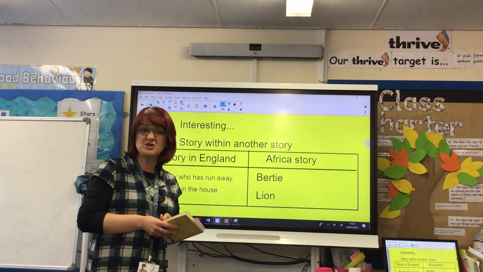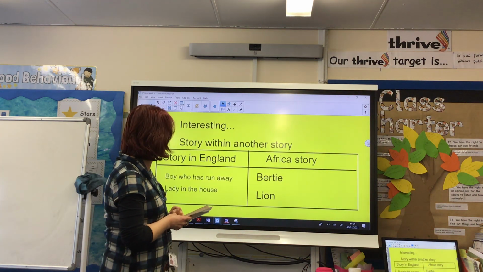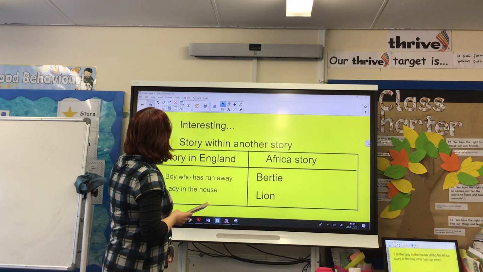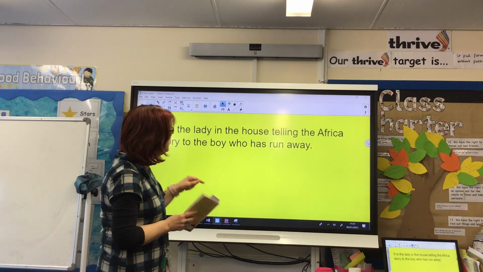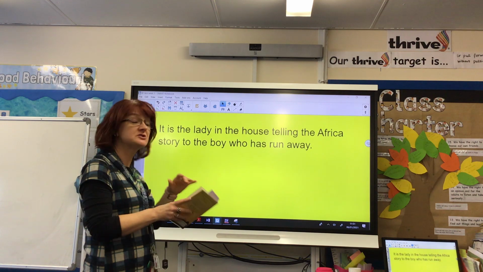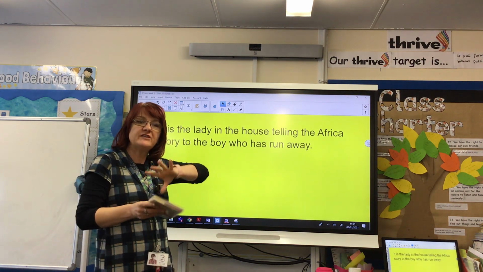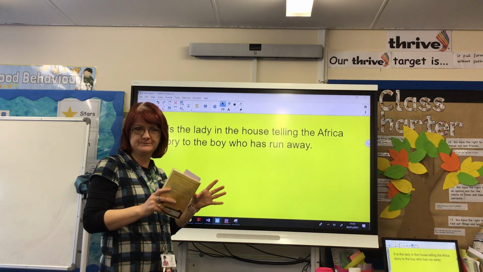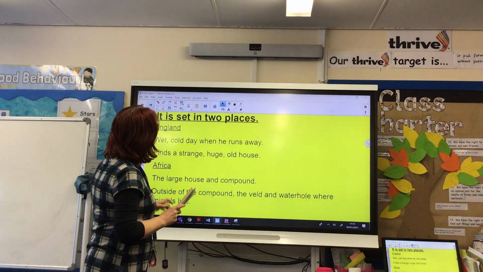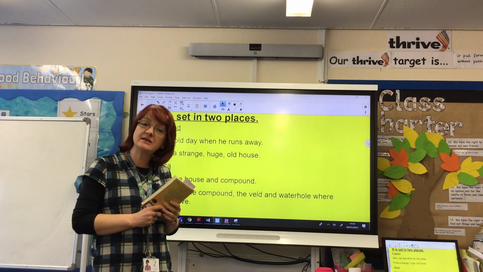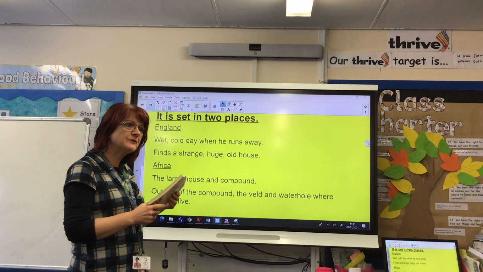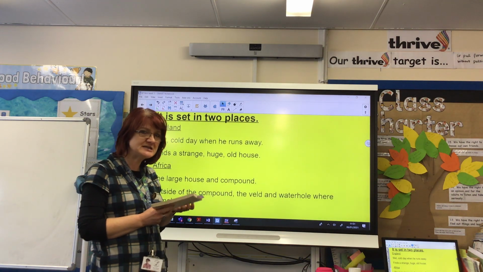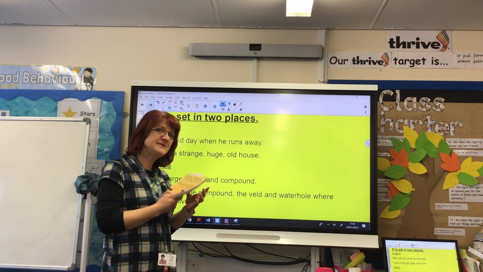And that's where we got up to really yesterday when I was reading to you. But it is the lady in the house telling the Africa story to the boy. So we've got these two stories going on. I think this is quite an interesting structure to a story. You'll find, children, as you become better readers, that stories can be structured like this.